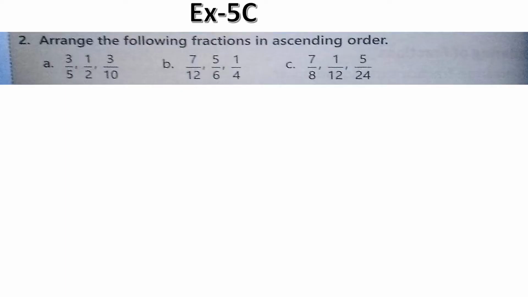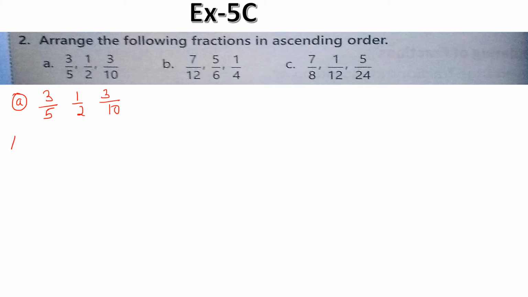Question number 2: arrange the following fractions in ascending order. Ascending order means small to big. Question A is 3 by 5, 1 by 2 and 3 by 10. Now see the denominators. All the denominators are not the same, which means these are not like fractions. So we need to convert them into like fractions. First we will write the multiples of 5, 2 and 10.